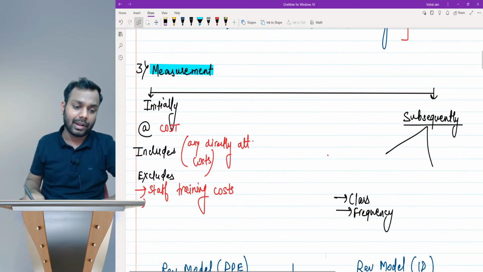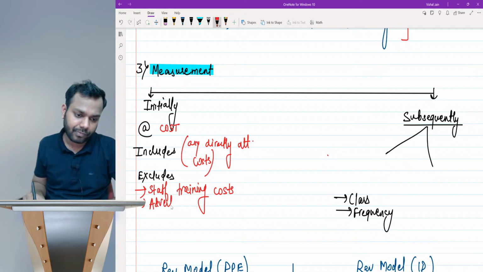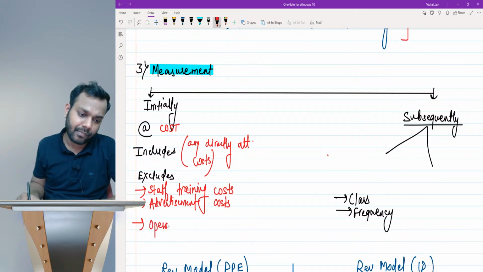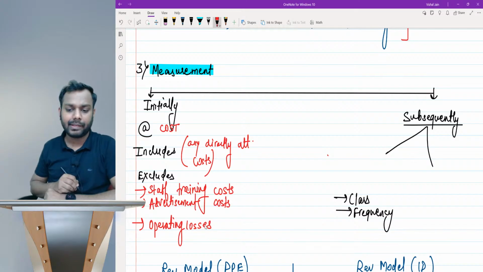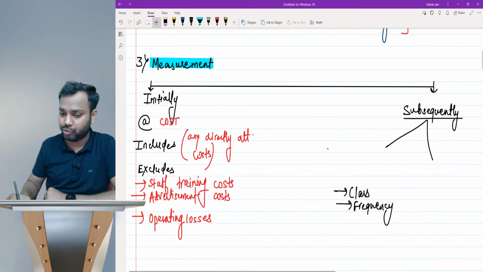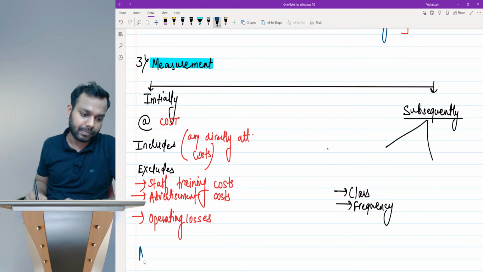Another example that I gave in the class was advertisement costs. Another example which I gave in the class was operating losses. Is it clear, guys? Now, one thing which you have to understand and keep in mind, which students generally tend to ignore and forget: there is an addenda, there is an amendment. Note.